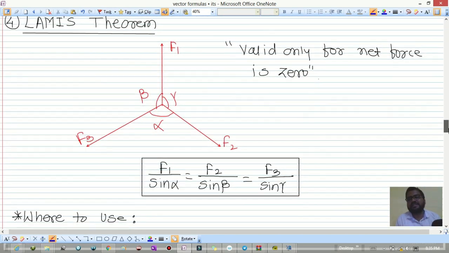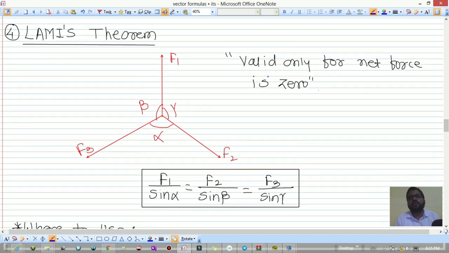So Lami's theorem now. Over here, it is valid only if the net force is equal to 0. This Lami's theorem is valid only when the net force on the body, on the object, is equal to 0. That is, the body is in equilibrium.